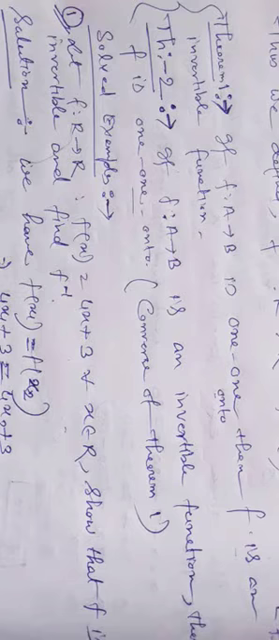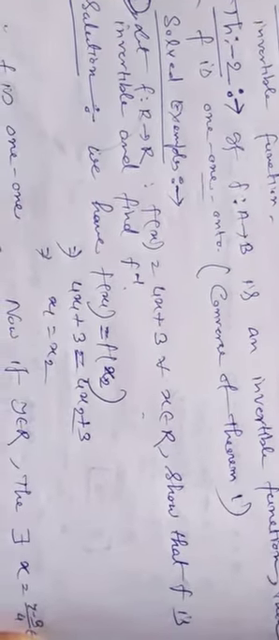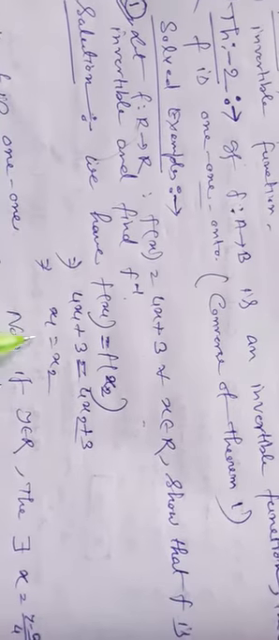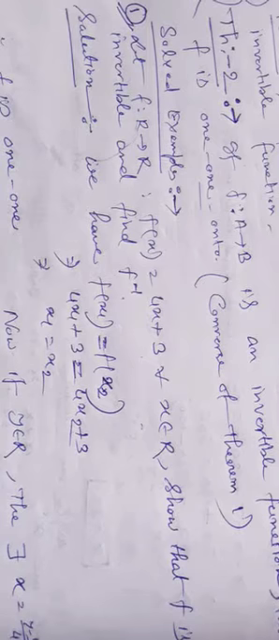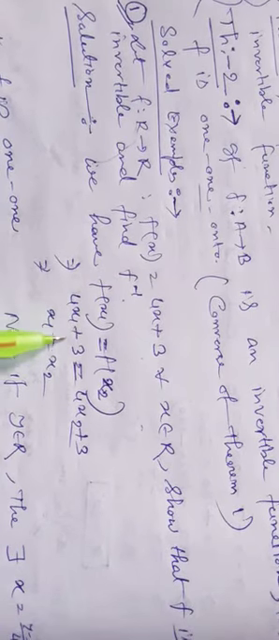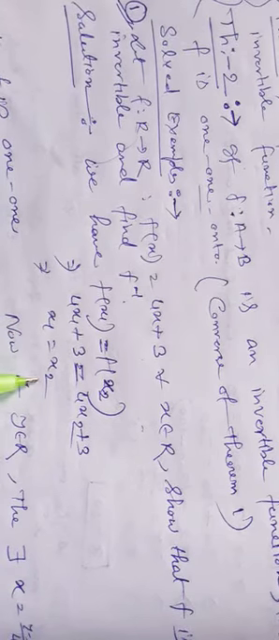Okay, so for 1-1 we take f(x1) = f(x2). That should imply x1 = x2. If that happens, then we can say that it is 1-1. Now, going the similar way, we can get that x1 equals x2. So it is 1-1.